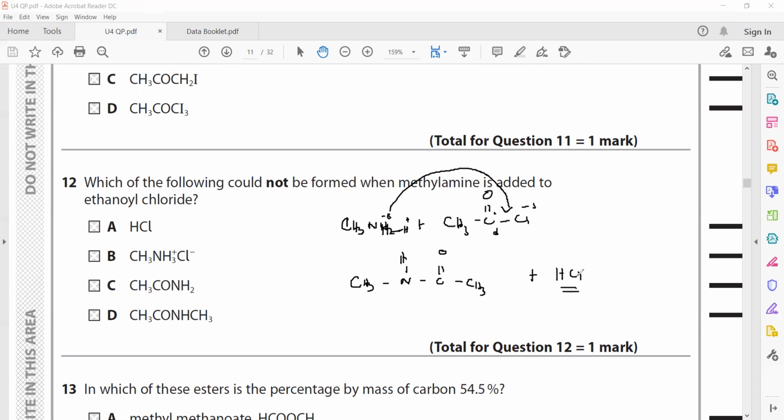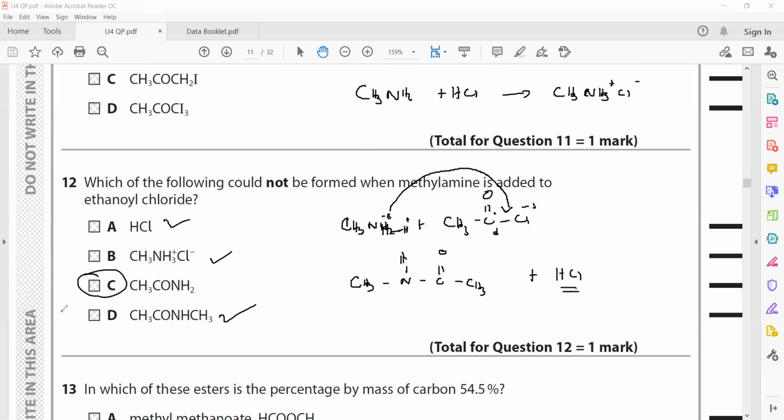And this HCl which is formed can also react with the amine. Amine is basically alkaline, so it is a proton acceptor. So CH3NH2 may react with HCl, and this is an acid-base reaction. This will form CH3NH3+ and Cl-. So this one is there, and CH3C double bonded with O is also there. HCl is there. Which of them is not formed is CH3C double bonded with O.